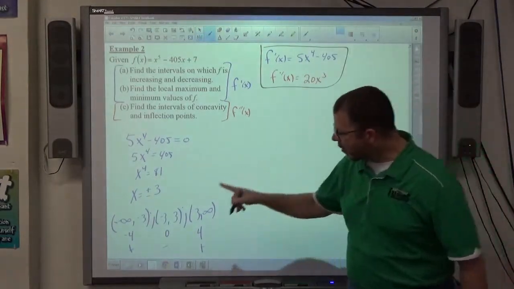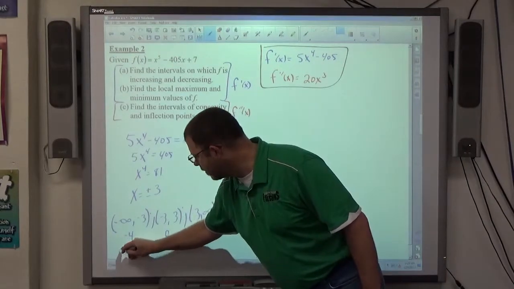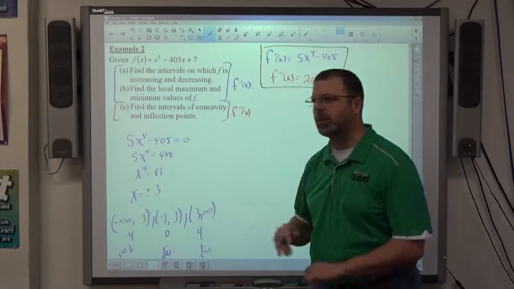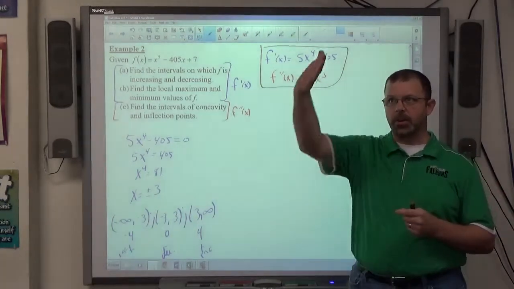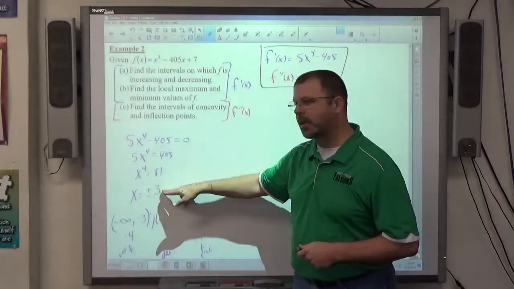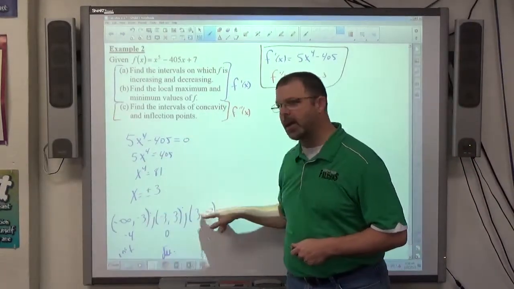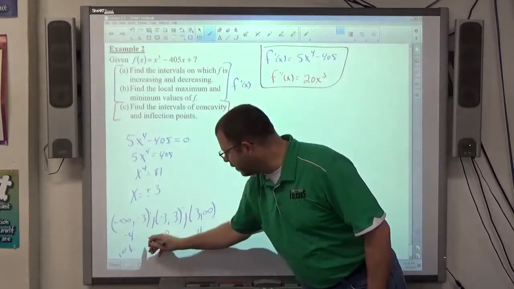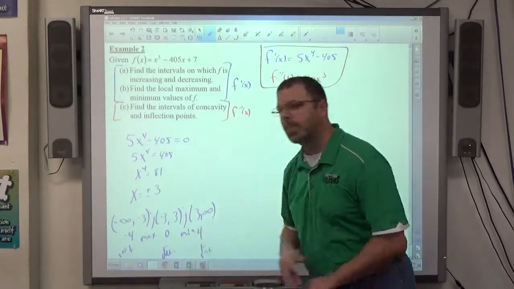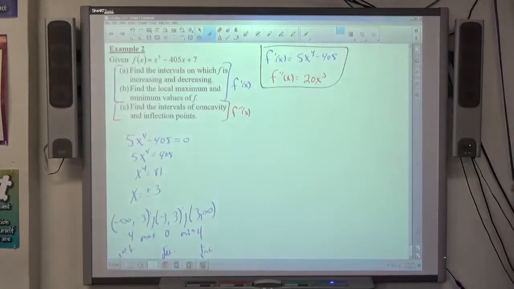I know the graph increases, then it decreases, then it increases, because that's what the derivative tells me. The graph's increasing, decreasing, increasing, or flattening out. Flattening out when the derivative equals 0, flatten out here and here. It goes from increase to decrease, so it's a maximum. It goes from decrease to increase, so it's a minimum. And just like that, we've got all the information we need to answer part A.